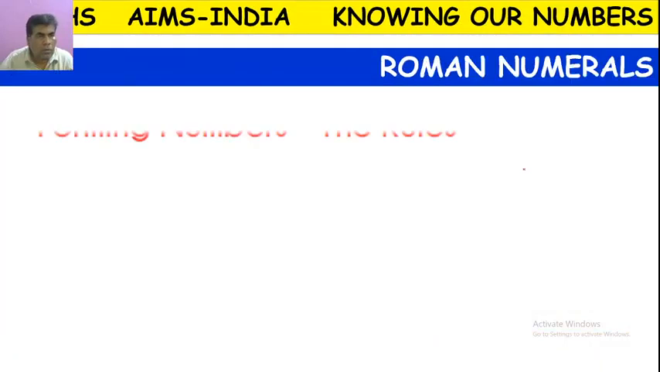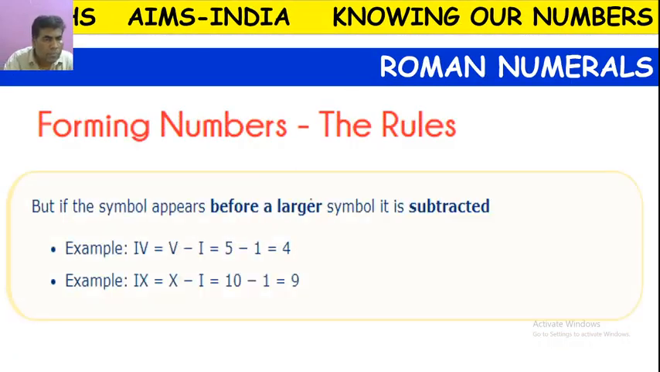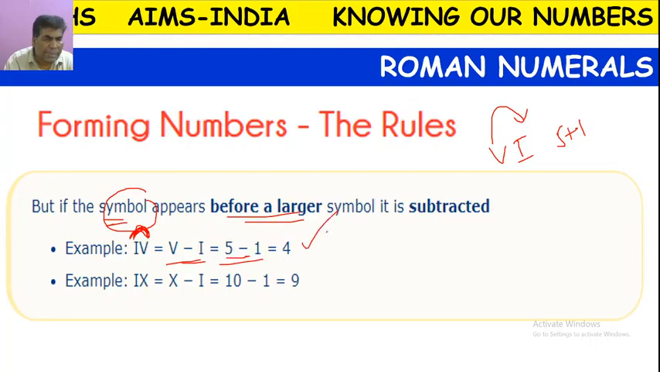So next, what is the second rule? When a symbol appears before a larger number, we subtract. Earlier we got the I symbol after the larger number, so we added. But here, where is the I symbol? Before the larger number. So we have to subtract. The answer is 4. Here also, before the larger number, the answer is 9.